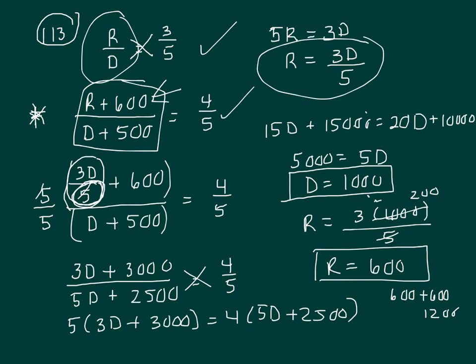And then, what is D? D is 1,000, and 1,000 plus 500 is 1,500. So this was Democrats. This is Republicans. How many more Democrats do you have? Looks like you got 300. There's your answer.